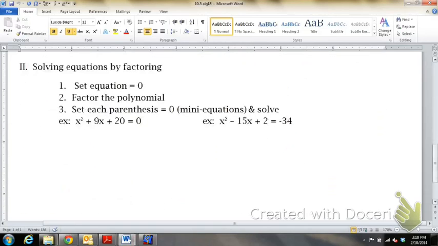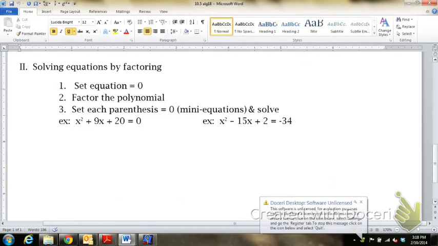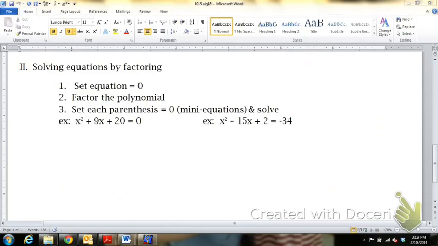Okay, now the last part. Now we're going to still have to solve these equations, but this time they're not factored for us. In the last section, they were already broken up into parentheses, but now that we know how to do that, we need to do it. So, first, I always want to make sure my equation equals 0. Well, the first one it does, so that's good.